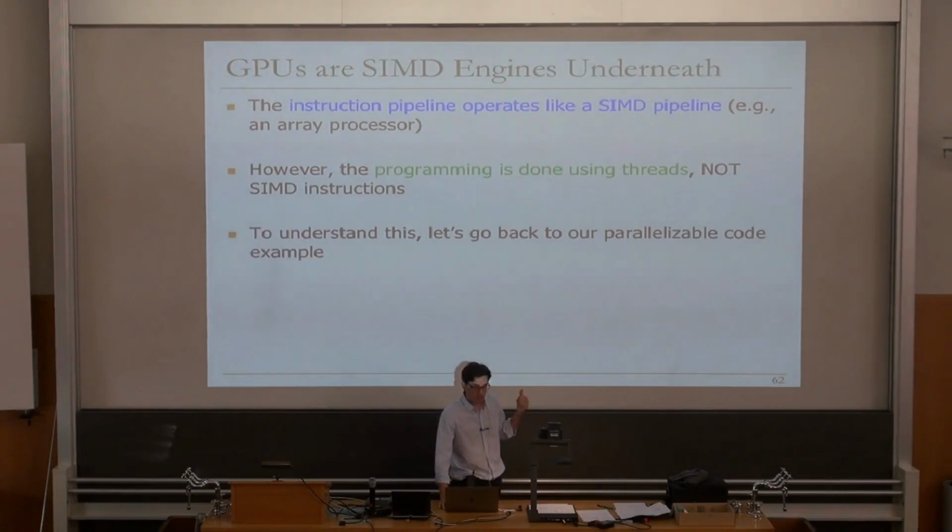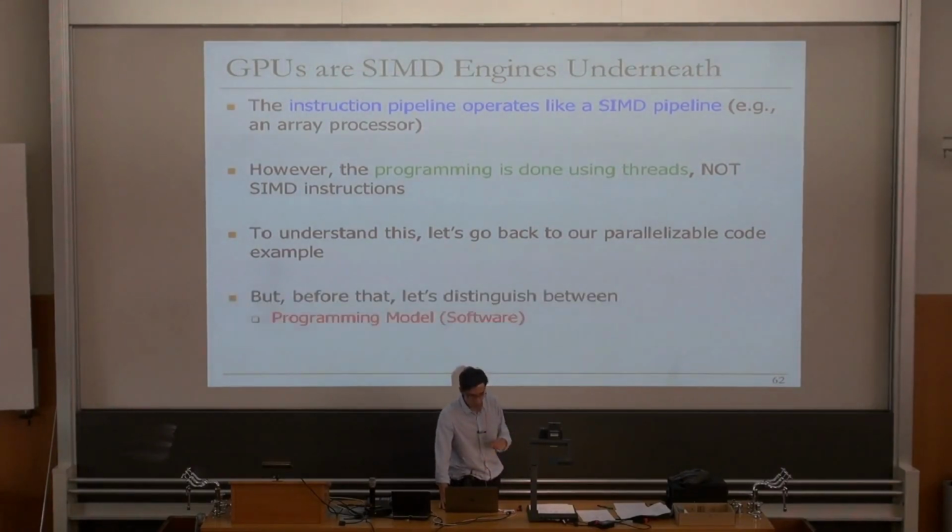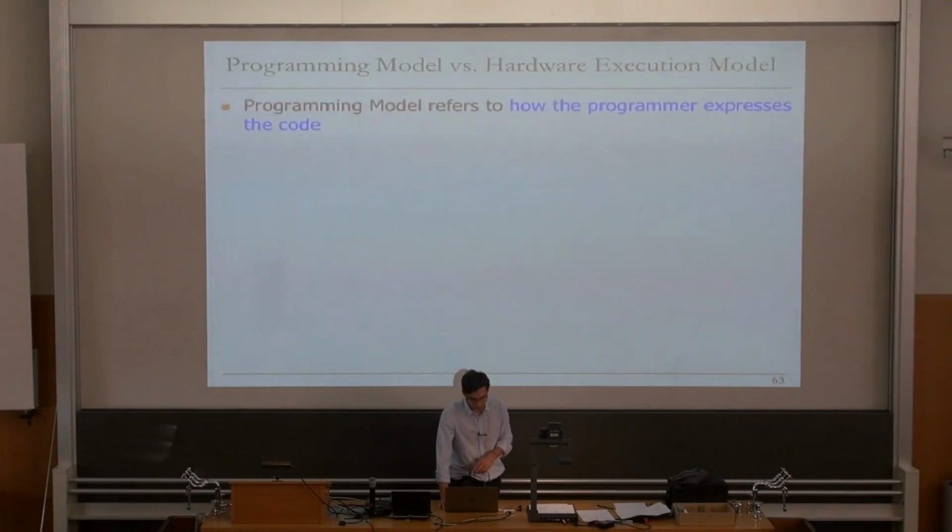We will go back to the parallelizable code that we were analyzing in the first part of the lecture, but before that we are going to distinguish between two important concepts: programming model, that is a software related concept, and execution model, that is a hardware related concept. And we will see what's the difference, and how these two concepts apply to GPUs.